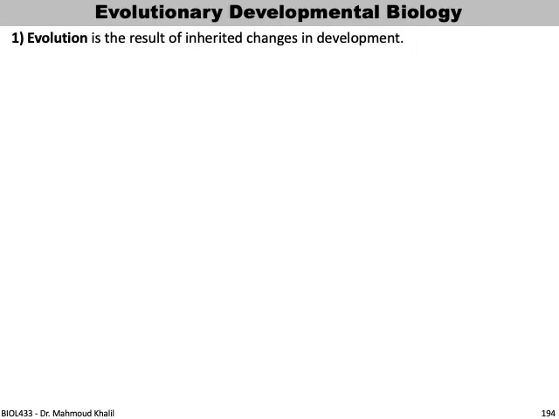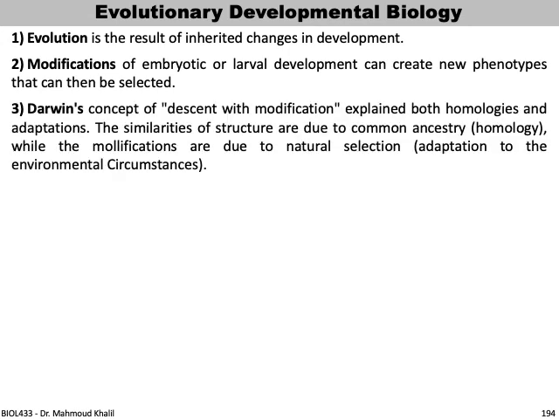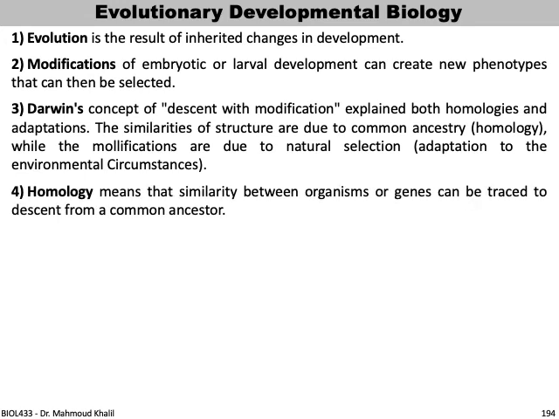Now we'll talk briefly on evolutionary developmental biology. Evolution is a result of inherited changes in development. Modification of the embryonic or larval development can create new phenotypes that can then be selected. Darwin's concept of descent with modification explained both homologies and adaptation. The similarities of structure are due to common ancestry, homology, while the modifications are due to natural selection, which is adaptation to environmental circumstances. Homology means that similarity between organisms or genes can be traced to descent from a common ancestor.